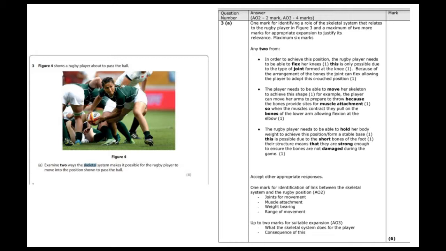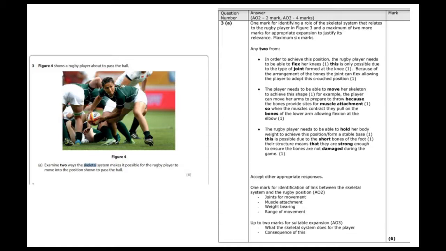So first example, it uses the word move. Hopefully straight away we're thinking about the function joints for movement. So that would be your first mark, saying joints for movement. We've then got to try and give an example of how a joint is helping the rugby player move into that position. So we could, for example, think about the hinge joint of the knee is allowing the player to squat down.